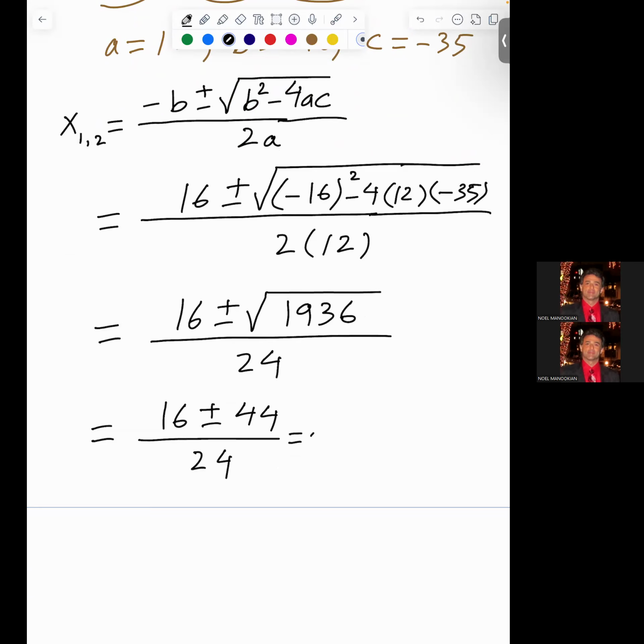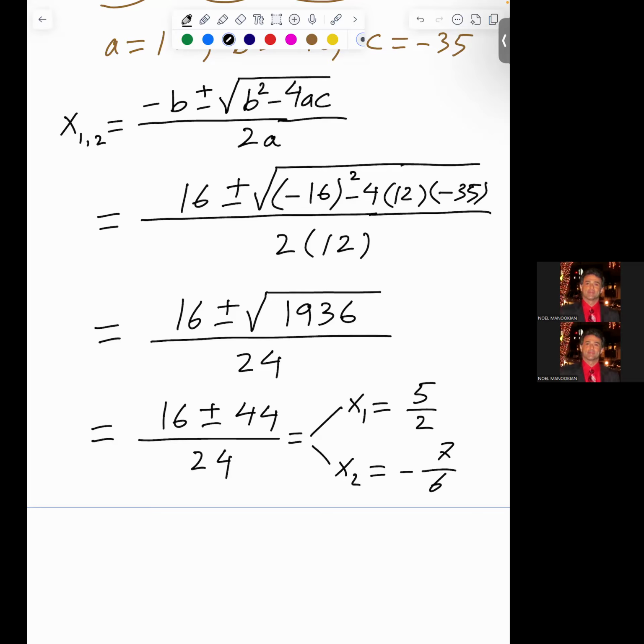It gives you 2 solutions. The first one is 16 plus 44 divided by 24. Simplify it, you're going to get 5 halves. The other one, 16 minus 44 divided by 24. Simplify it, you're going to get negative 7 over 6.